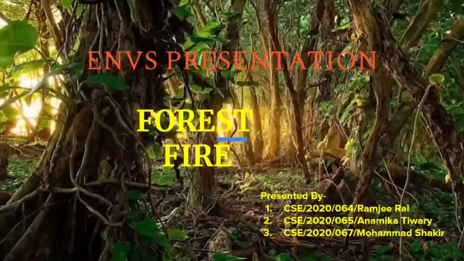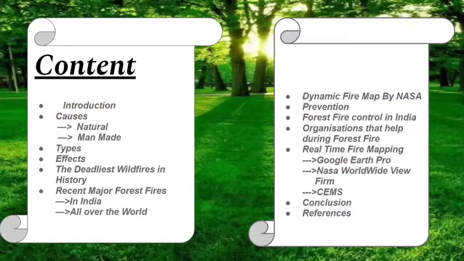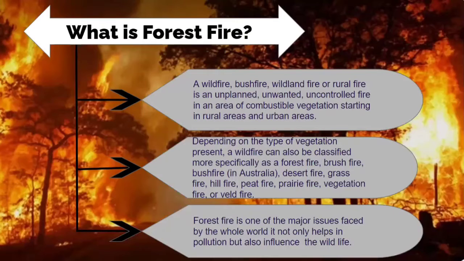The topic of our presentation is forest fire. Here are the contents which me and my teammates are going to cover throughout the presentation, starting with a brief introduction followed by causes, types and effects. Then we will discover the deadliest wildfires in history, recent major forest fires, and a dynamic fire map provided by NASA. Moving forward, we will be learning about prevention, control, and organization, which are helping to overcome the forest fire. Then we will be seeing some real-time fire mapping, followed by conclusion and references.